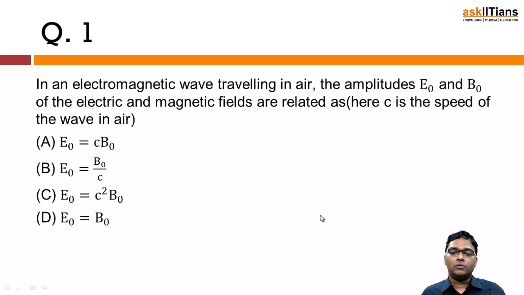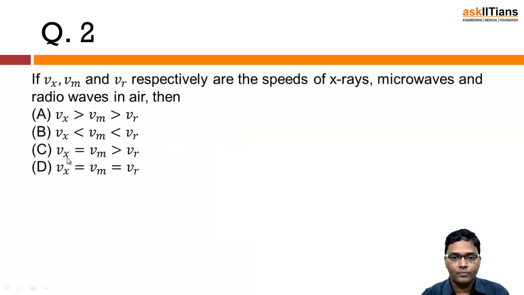So the first question is a very straightforward question. It says, in an electromagnetic wave traveling in air, the amplitudes E0 and B0 of the electric and magnetic fields are related as. So how exactly are they going to be related? We know that the maximum value of the electric field, we got to know about that from Faraday's law, is effectively given by C times B0, where C is nothing but the velocity of light. So the option A is correct here.